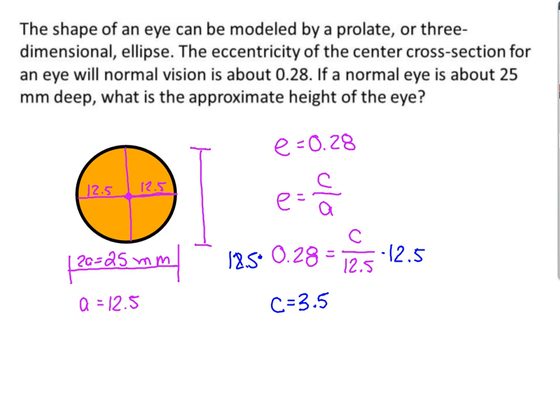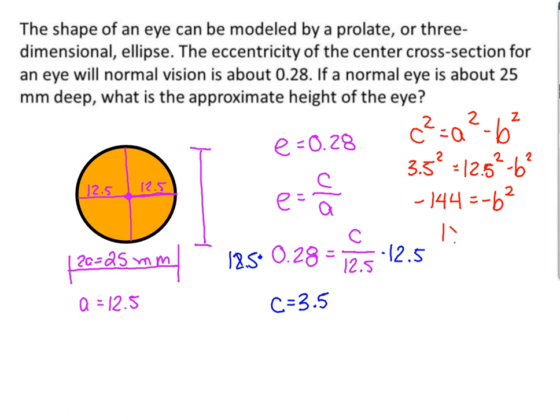Now once we know our c value, we can solve for b. Remember, c squared is equal to a squared minus b squared, or 3.5 squared is equal to 12.5 squared minus b squared. If we square and then take the 12.5 squared to the other side, we're going to end up with negative 144 is equal to negative b squared, or 144 is equal to b squared. If we take the square root of both sides, we will get that b is equal to 12.